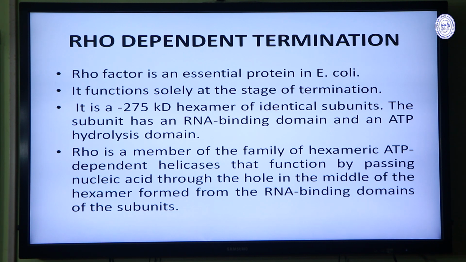Rho is a member of the family of the hexameric ATP dependent helicases. So, it has the helicase actions also. So, it can favor the separation of the RNA from the DNA strand, and it functions by passing nucleic acid through the hole in the middle of the hexamer. Rho actually forms a shape like a ring, and the RNA chain is inserted into the hole portion of the ring, and in this way the Rho protein binds to the RNA.